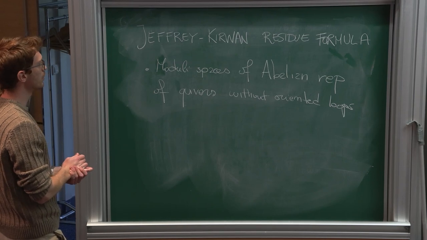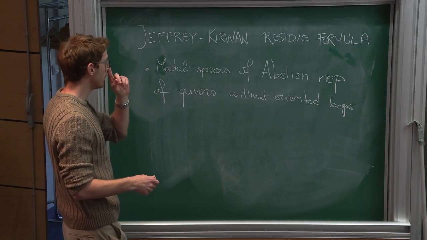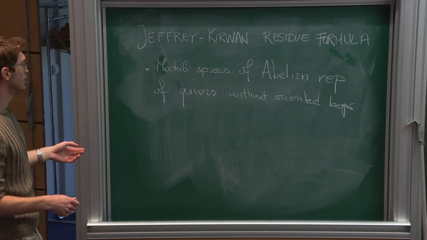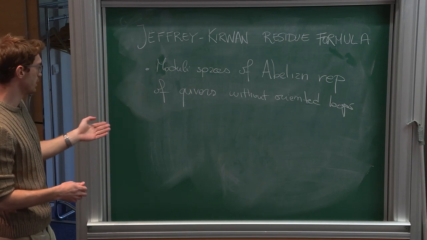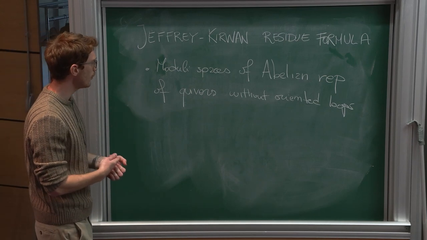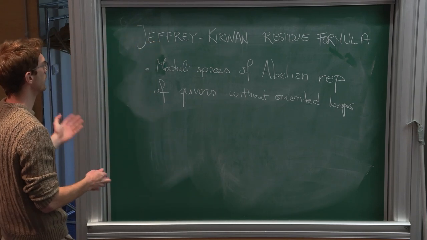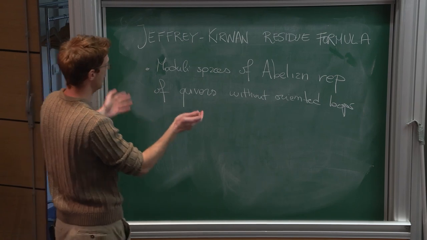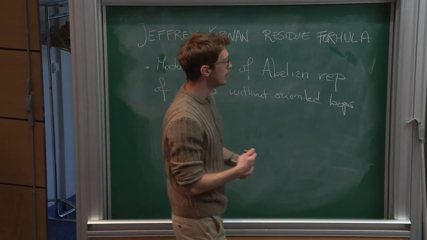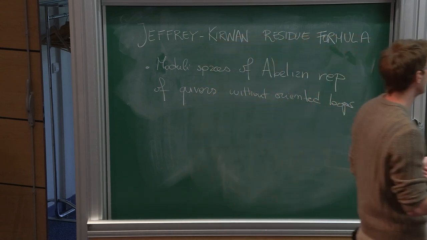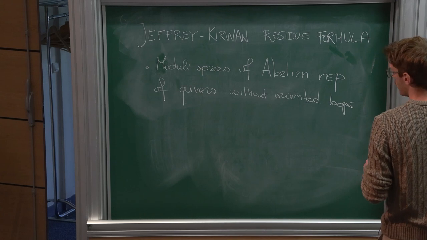And I want to describe to you a nice formula that is conjecturally going to compute the Euler number of the moduli space of these representations. This formula comes from physics and expresses this number in terms of some residues, called the Jeffrey-Kirwan residues, of some rational function. So I will proceed by explaining what I'm doing.